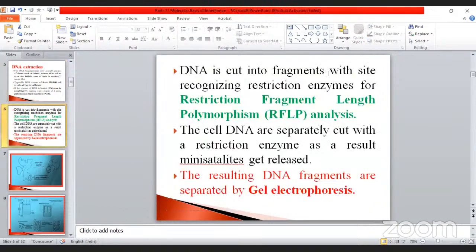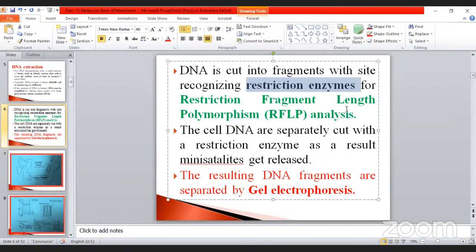DNA is cut into fragments with a site-recognizing restriction enzyme. Which one do we need? The superior quality is obtained from the nucleotide fragments, with the help of DNA restriction enzymes, endonucleases, already in our laboratory. For restriction fragment length polymorphism analysis, the technique is simply called RFLP.